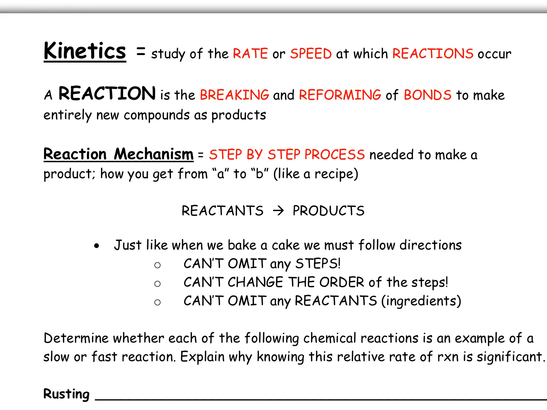new bonds. So a reaction mechanism, then, is a step-by-step process needed to make a product. It is the step-by-step process of the reaction. It's going from point A to point B, going from the reactants to the products. And this is just like when we bake a cake. You must follow the instructions. You can't omit steps, can't change the order, and you can't omit any reactants. So this is breaking down a reaction to see how we really create all of the different steps of breaking down my reactants and producing all of my products.